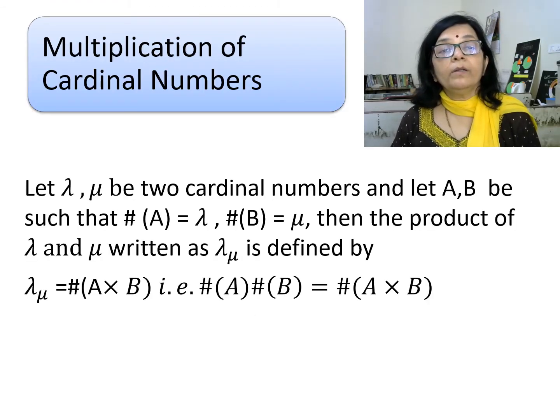Now we go on to multiplication of cardinal numbers. Let lambda and mu be two cardinal numbers and let A and B be sets such that #A is equal to lambda and #B is equal to mu. Then the product of lambda and mu, written as lambda mu, is defined by #(A cross B), that is, #A times #B is equal to #(A cross B).